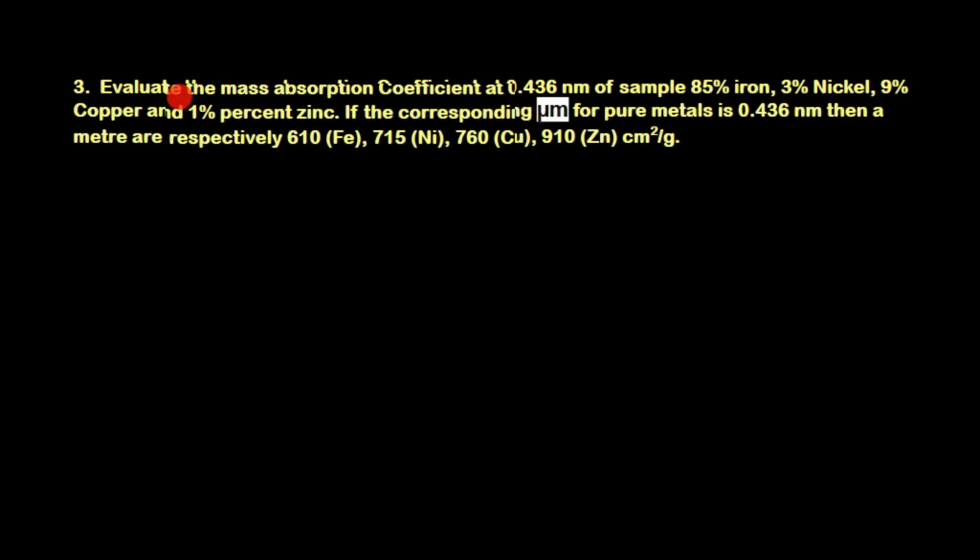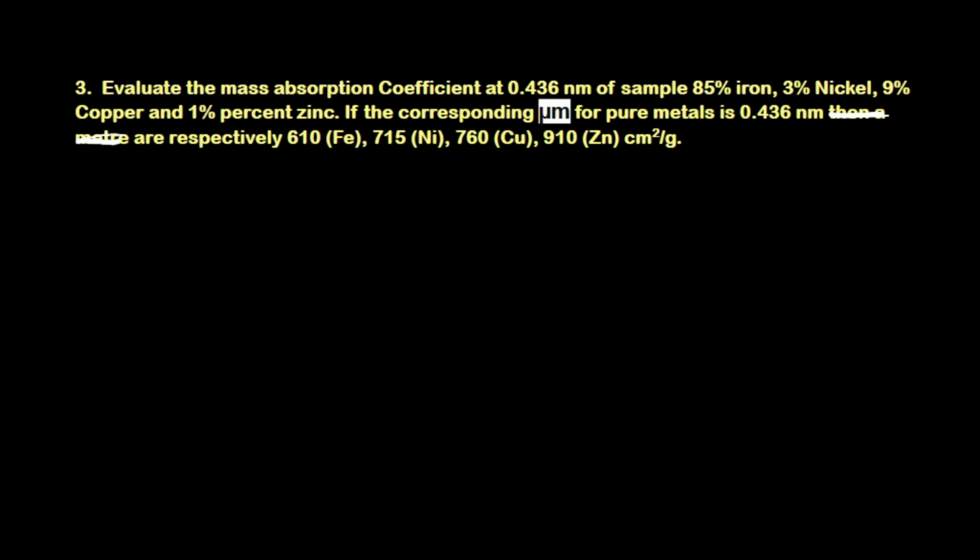So here, evaluate the mass absorption coefficient at 0.436 nanometer of the sample containing 85% iron, 3% nickel, 9% copper, and 1% zinc. So again, it is an alloy, and this alloy is having the iron, nickel, copper, and zinc. If the corresponding mass absorption coefficients for the pure metals at 0.436 nanometer are respectively 610 for iron, 715 for nickel, 760 for copper, 910 for zinc, all in centimeter square per gram.